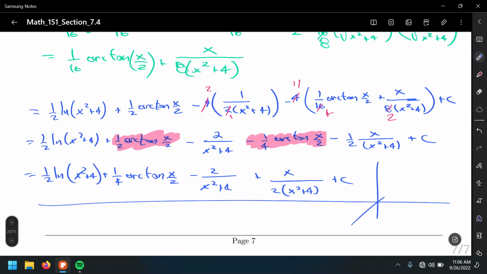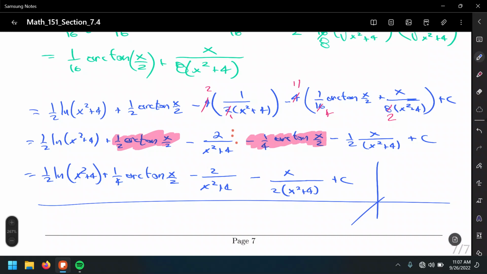So, question? Shouldn't that be minus x over 2 times x squared plus 4? Just rather minus. Yes, this one, right? Yep, I forgot that minus. Oh yeah, this minus right here. Thank you. Alright.